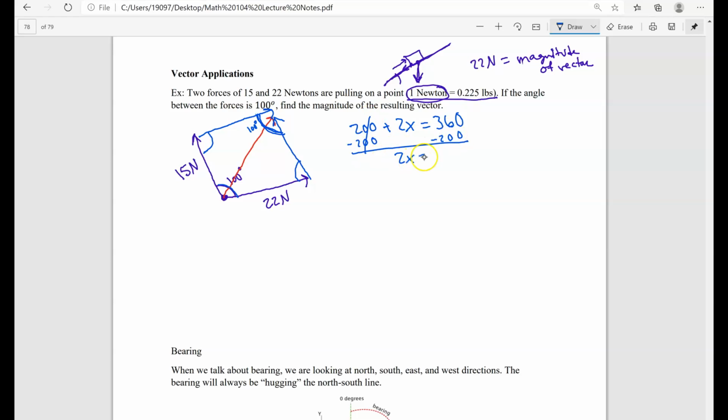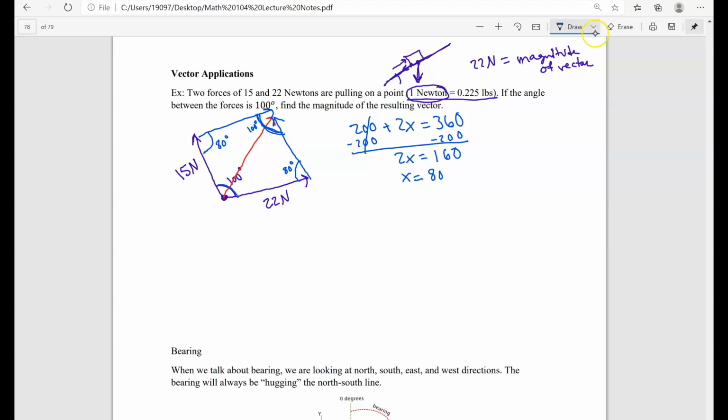So you have 2x is equal to 160. So when I divide this out, you're just going to get 80. Okay, so that means this guy is 80 degrees. This guy is 80 degrees. All right, so just to give a little bit of geometry.